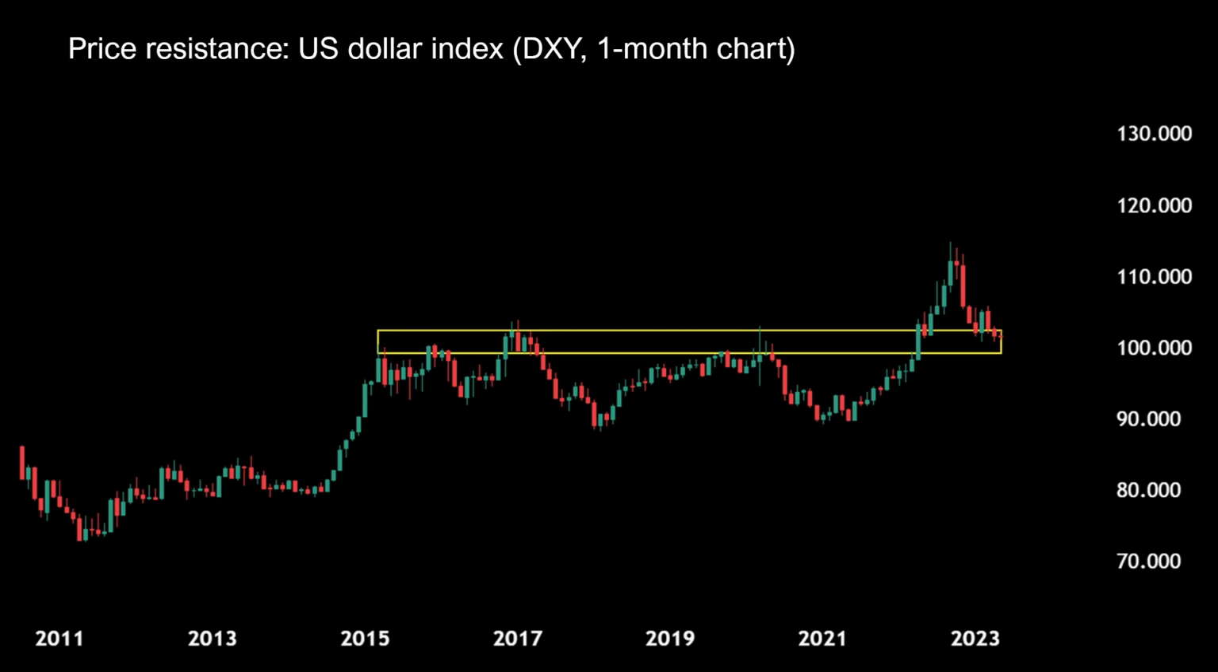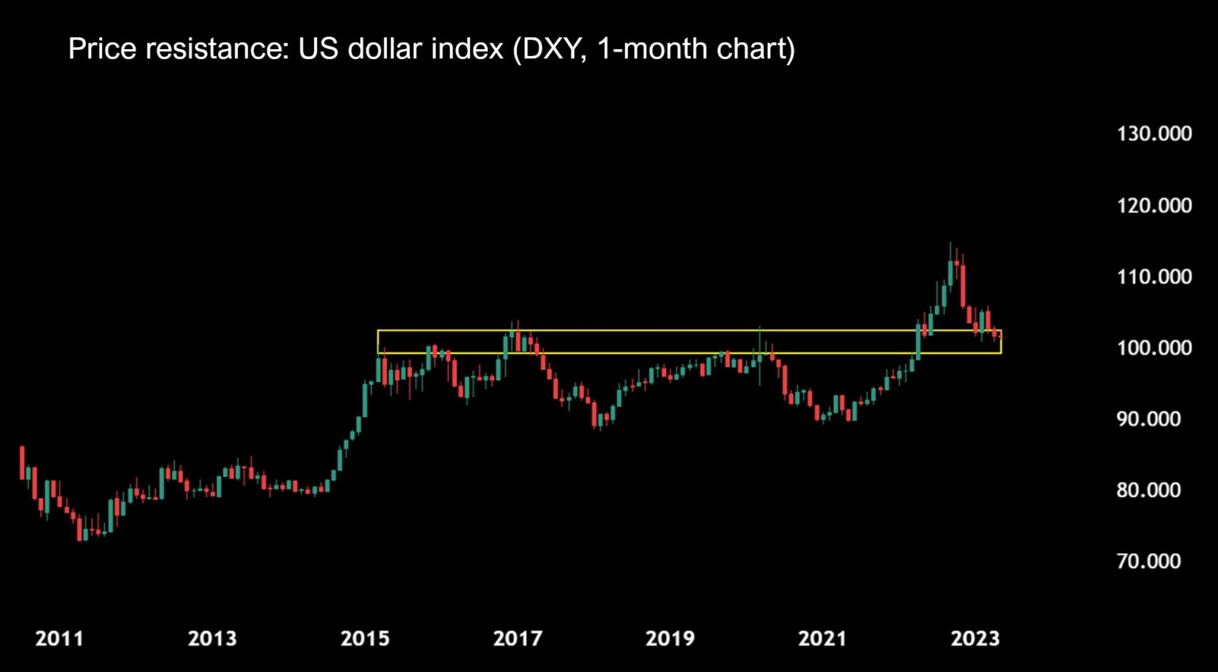So let's now look at price resistance, and you can think of this like a ceiling on the price. Each time the price gets to the ceiling, it gets pushed back down. But after enough tries from the buyers, the price can break that ceiling and go to the next level of the building. And that's what we see here with the US dollar index on the 1-month chart, with this yellow resistance box going back almost a decade.